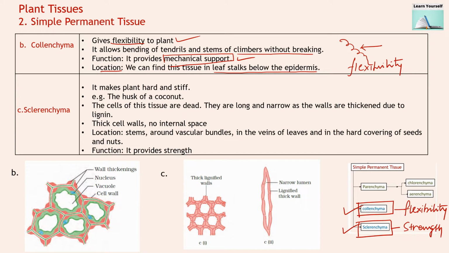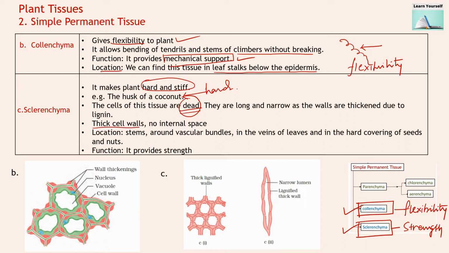Now sclerenchyma tissue. It makes the plant hard and stiff because the cells of this sclerenchyma are dead cells. We can see the example of the husk of the coconut, how hard it is from the outside, because it gives strength and support to the fruit and to the plant. They are long and narrow, they don't have intercellular space. They have thick cell walls.